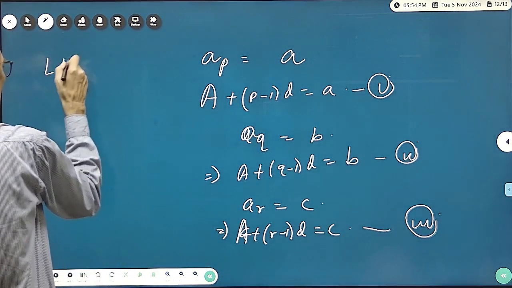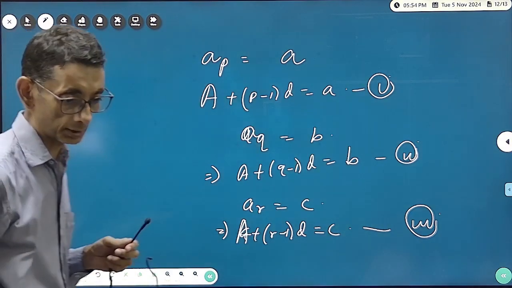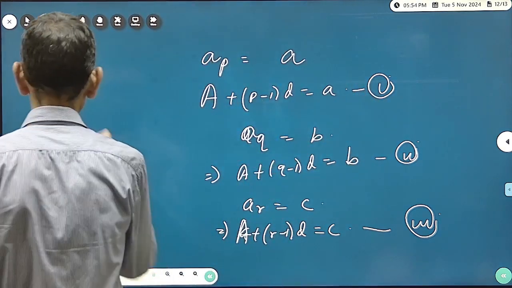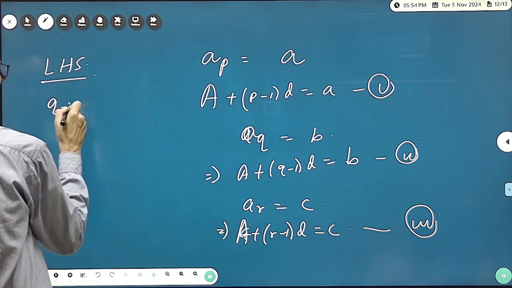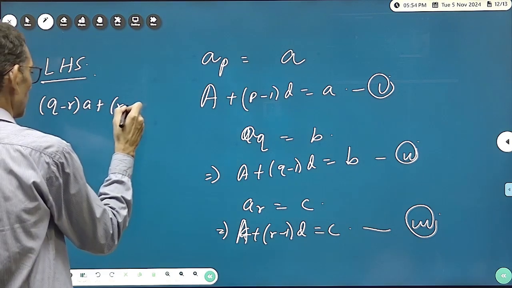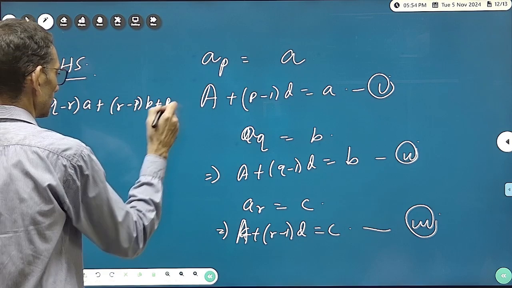Left hand side, so left hand side क्या है? देखो Q minus RA, Q minus RA, Q minus R, R minus PB, P minus Q.